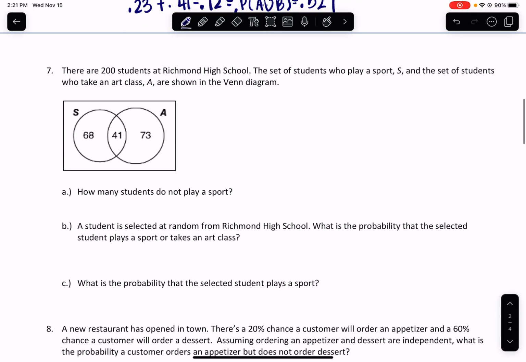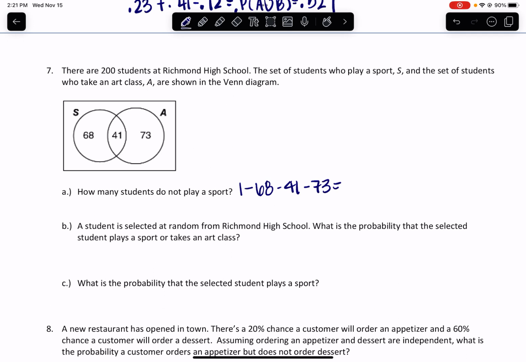Number 7. So number 7 in our Venn diagram, we are not given probabilities, we're actually given values for each part. And so on this one, we have 200 students in Richmond High. S is for the students who play a sport, and A is for the art class. How many do not play a sport? That is, again, 1 minus 68 minus 41 minus 73 to get what's outside of all of that.